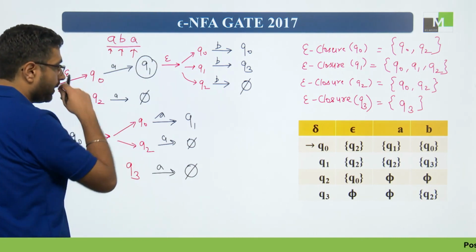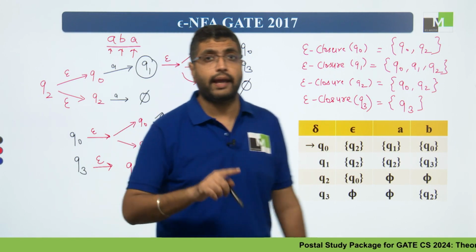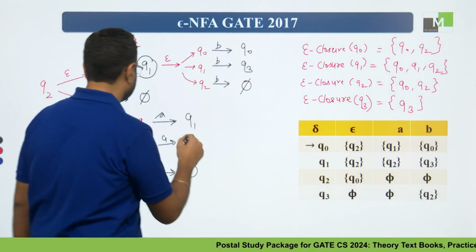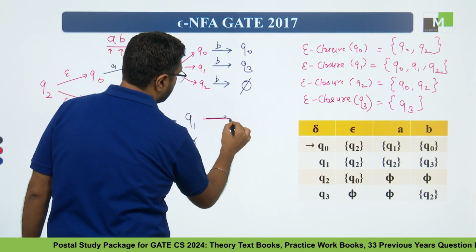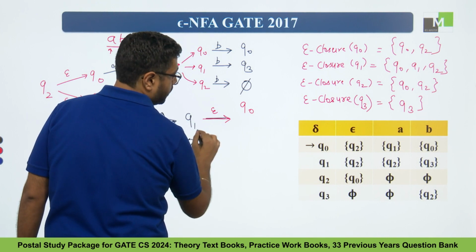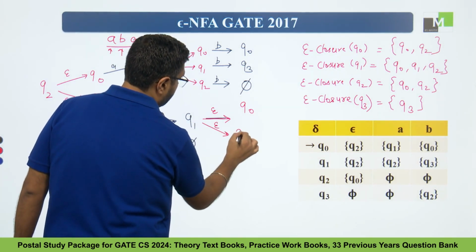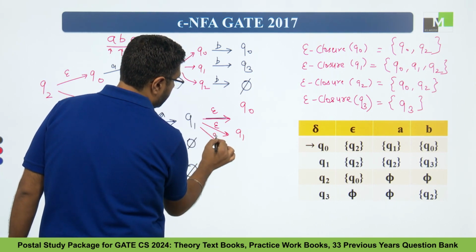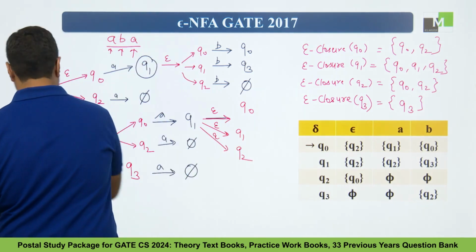Now I need to again apply epsilon closure to get the final result. So the epsilon closure is going to give me Q0, and the epsilon closure of Q1 is Q0, Q1 as well as Q2. So this is Q2.